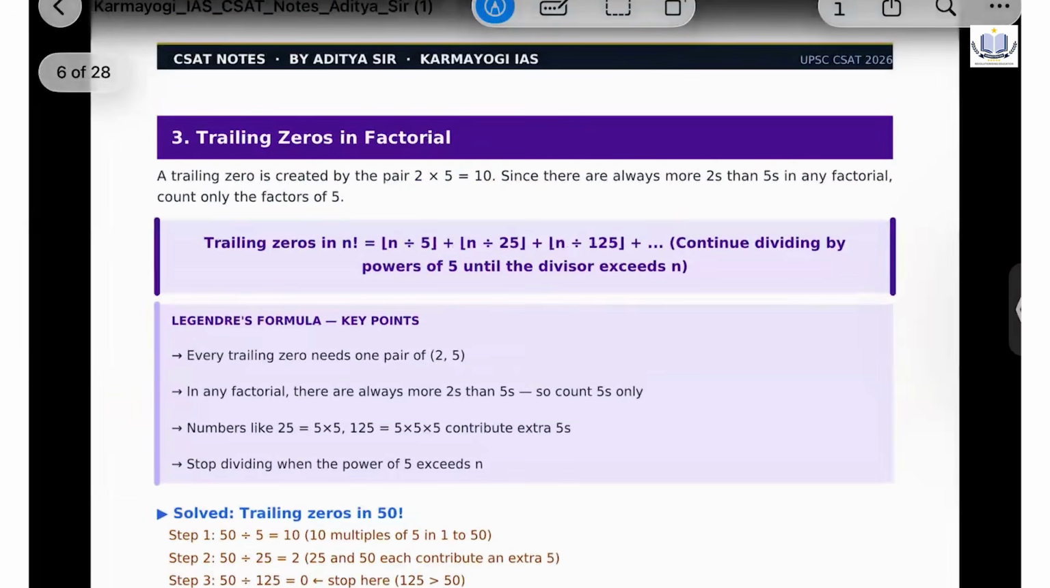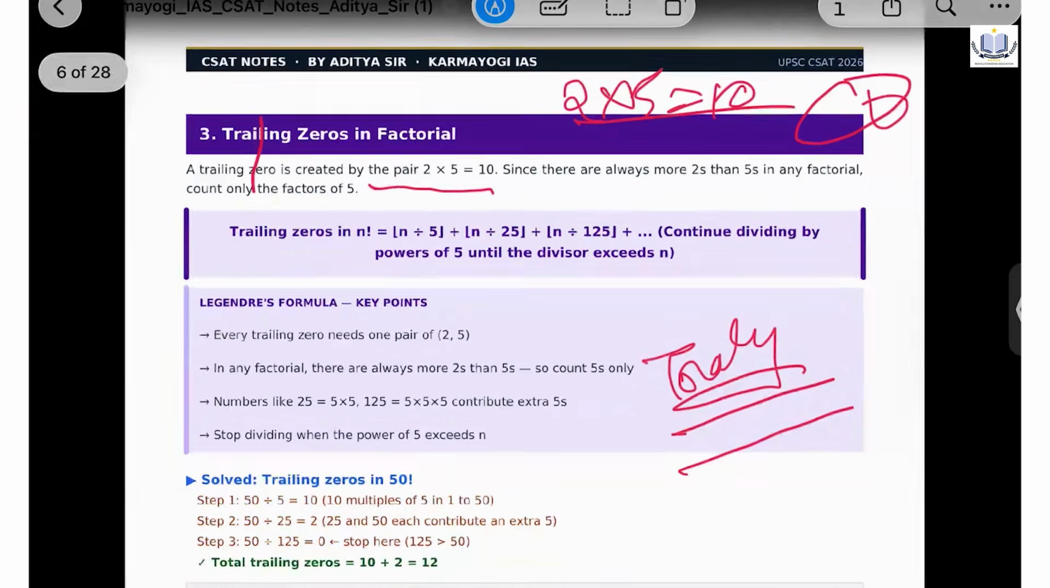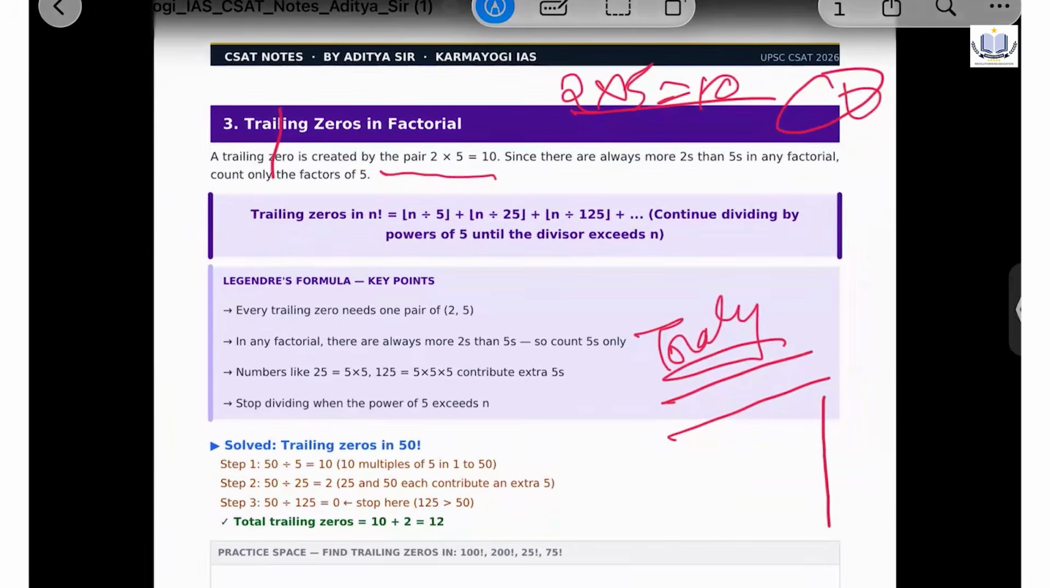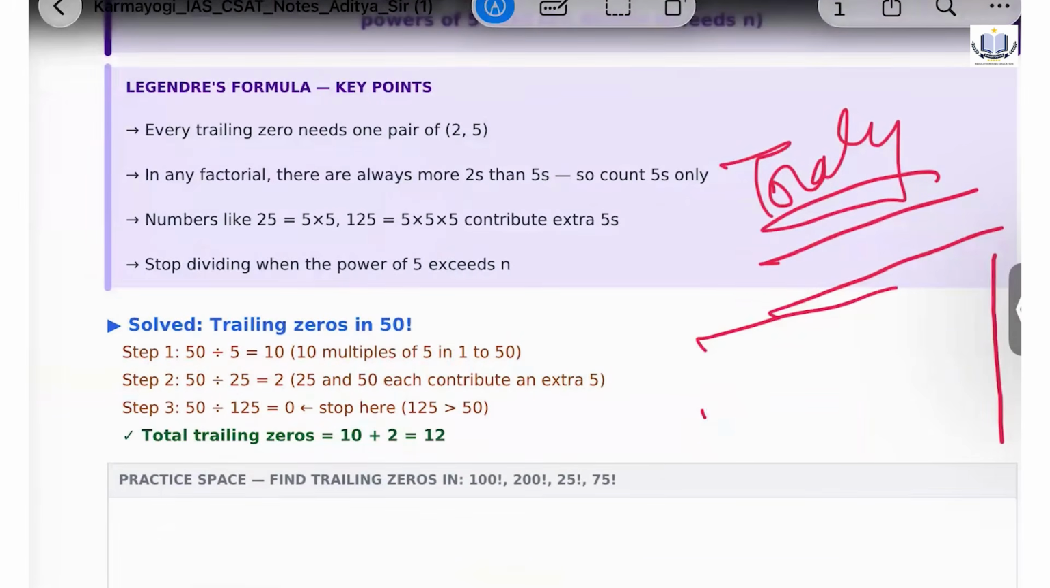Now let's see trailing 0. Trailing 0 in factorial. A trailing 0 is created by the pair 2 into 5 equal to 10. Trailing means the last 0, nothing else. We also have Legendre's formula which we can apply. But let's first see the simpler method which you all can understand, like 50 factorial.